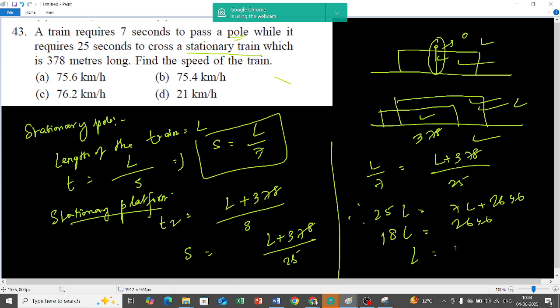So the L is 187. I need to find out the speed, which is 187 by 7. This is coming in meters per second. Remember, because the time is in seconds and the length is in meters, it is meters per second. We need to convert it to kilometers per hour, so multiply by 18 by 5. One big calculation is going to come. That calculation you have, I told you, you will have an online calculator, so there you can do this.